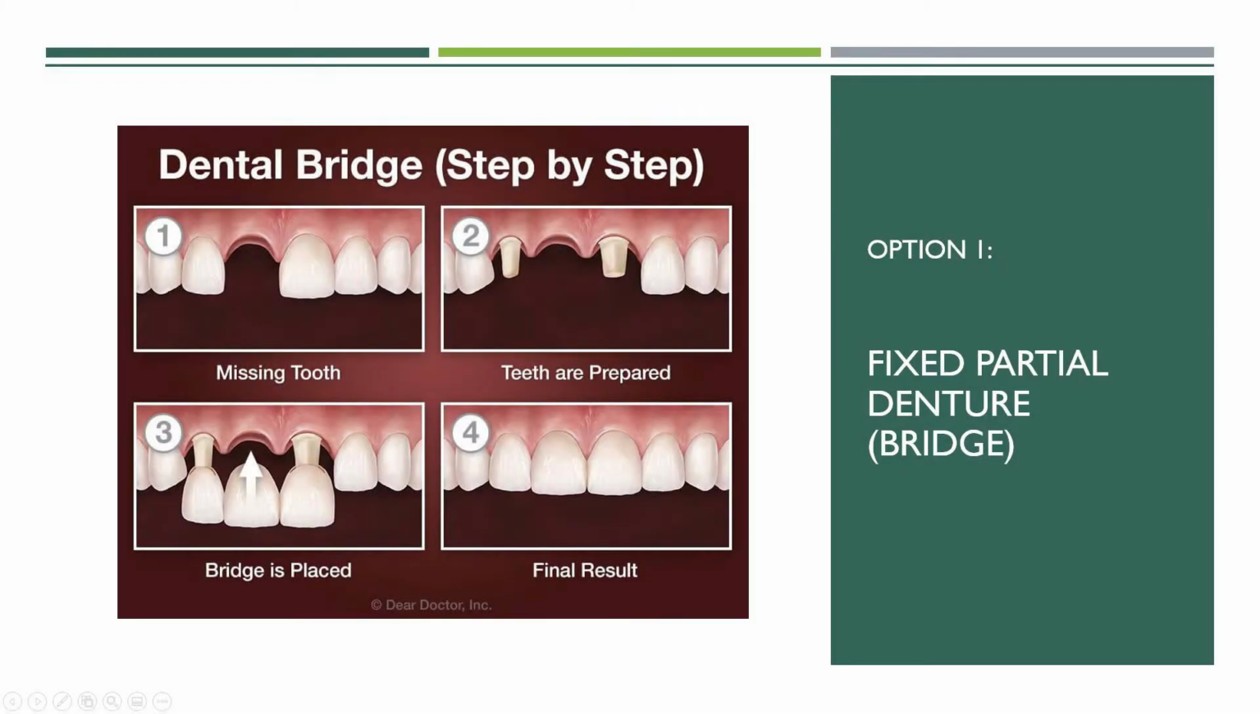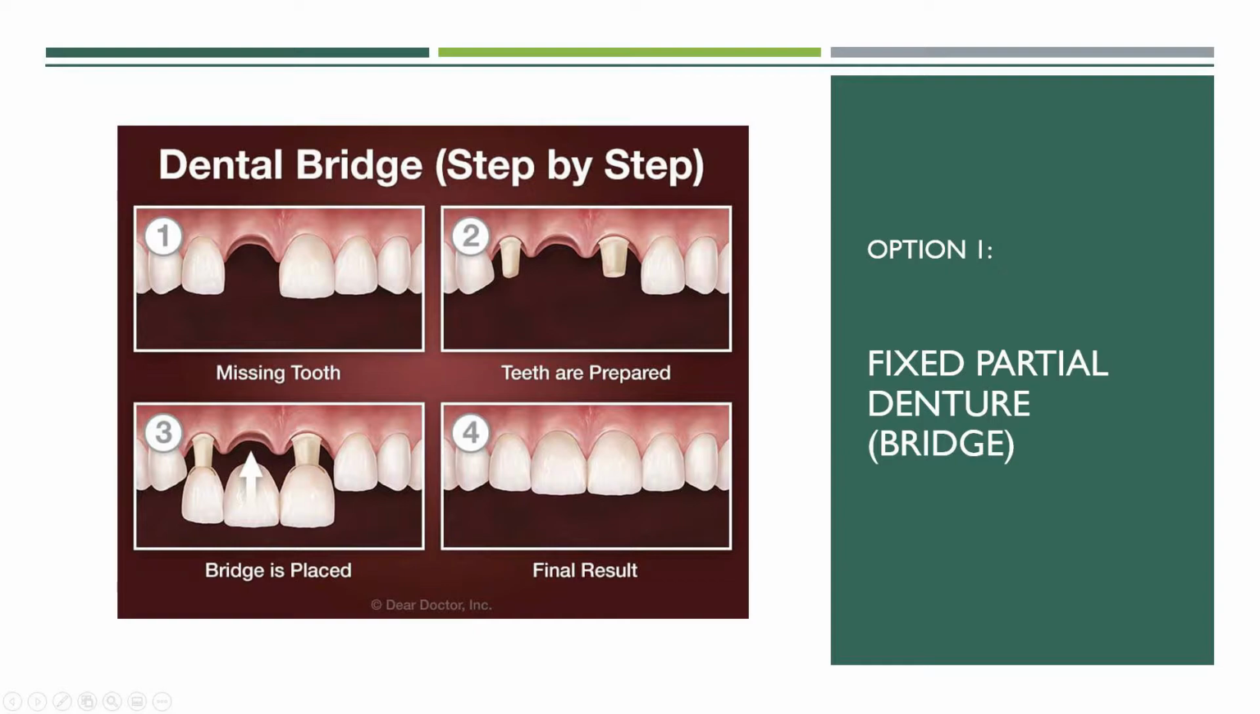One option for replacing missing teeth is a fixed partial denture or bridge. A bridge is a connected prosthesis that rests on the two adjacent teeth next to the missing tooth space. This means that it requires putting crowns on the adjacent teeth. If the adjacent teeth already have crowns on them and the remaining tooth structure on the teeth is sufficient, then this is a reasonable option.